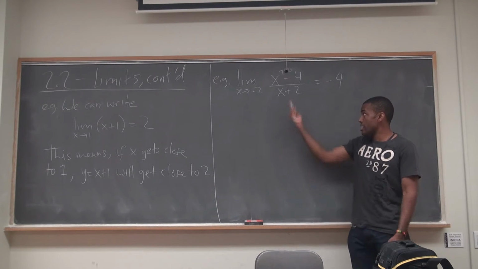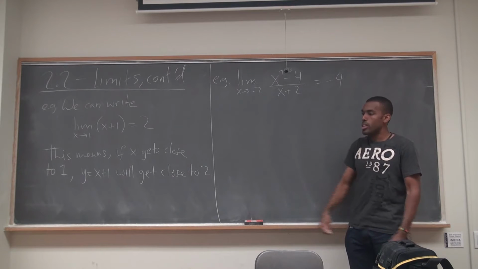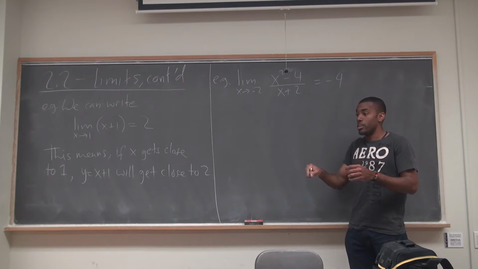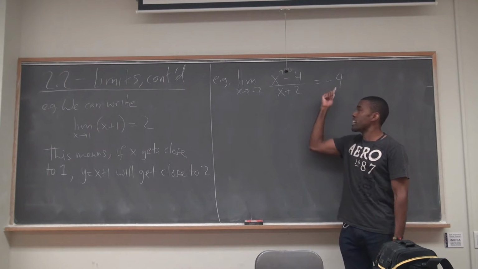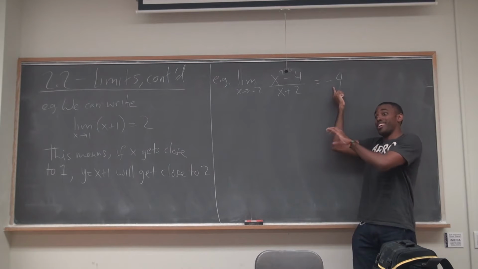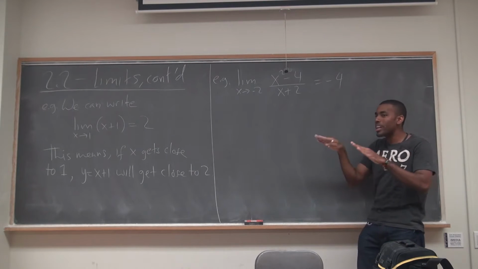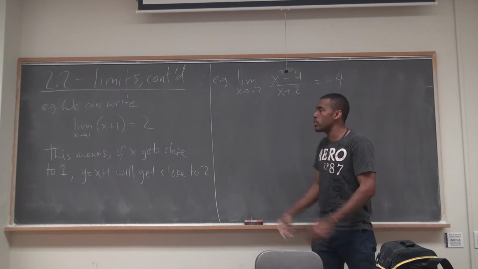And if you had a calculator, and you started plugging in values closer and closer to minus 2, like minus 1.999, then minus 1.99999, you'll notice that the outputs are getting closer to minus 4. It'll go like minus 3.9, minus 3.999, and you're like, oh, I see what's going on. So we're not actually there. We just want to see what happens when we get close to there, right?